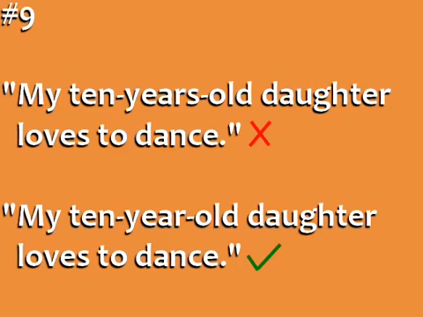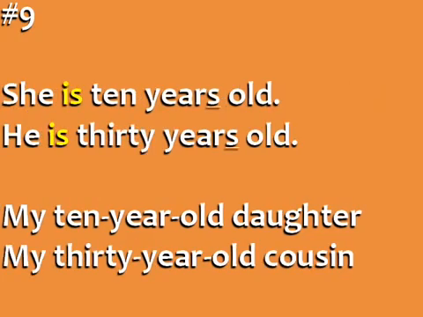Number 9. My 10-year-old daughter loves to dance. When the age comes after the word is, then you say years old. For example, my daughter is 10 years old. But when the age comes before the person or object as an adjective, then you say year, not years. My 10-year-old daughter loves to dance.